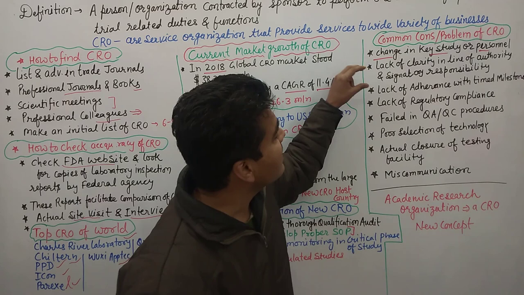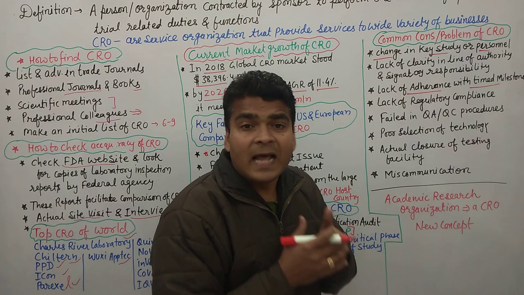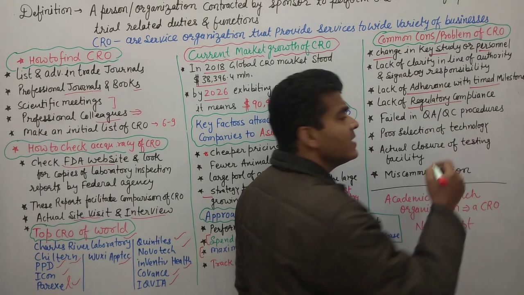Then further, lack of adherence to timed milestones. This mostly happens nowadays because CROs do not adhere to the timeline. So time is a very critical factor. If time increases, then the cost of the study will increase. So this is an important one. And lack of regulatory compliance. Most CROs are not perfect in regulatory compliance. So this is another factor.